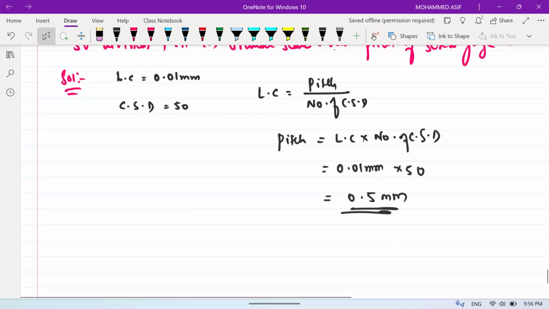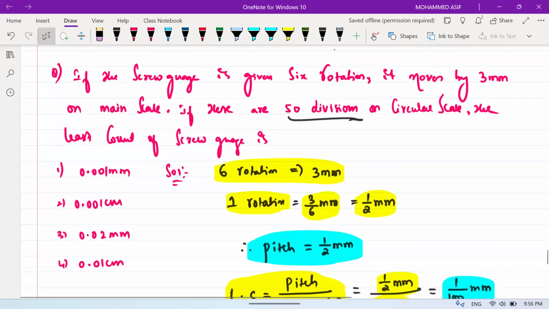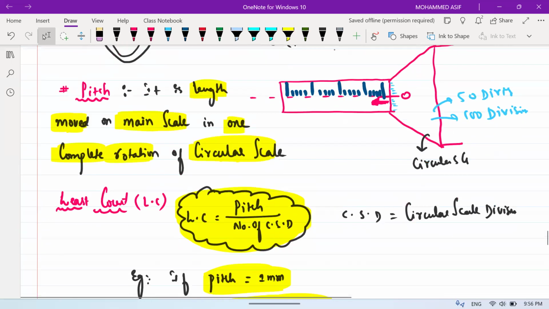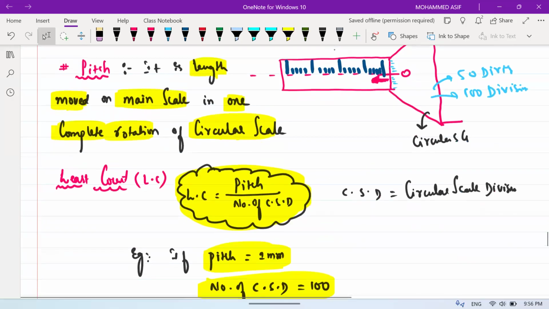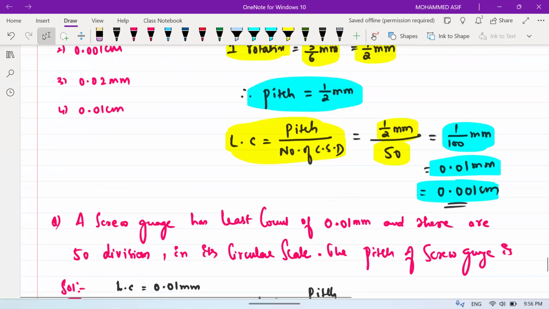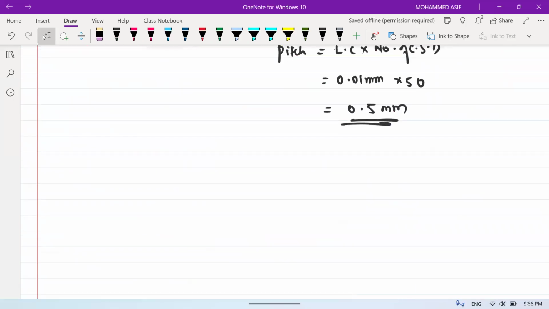I hope everyone got the idea about the least count of the screw gauge. I hope you are clear with the basic formula of the screw gauge: how to find the pitch and how to find the least count. The next slide is for this one.